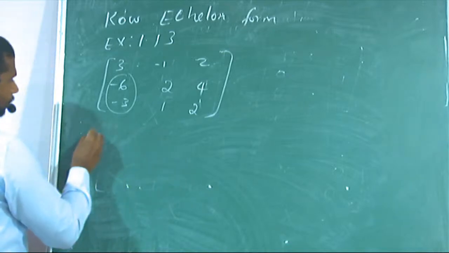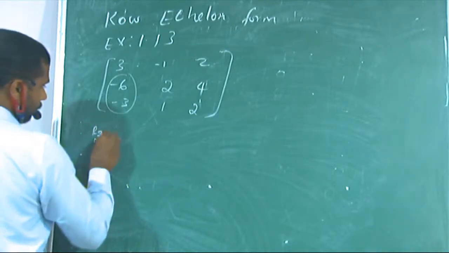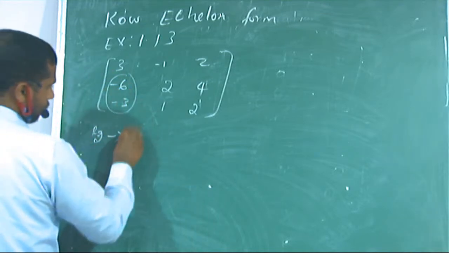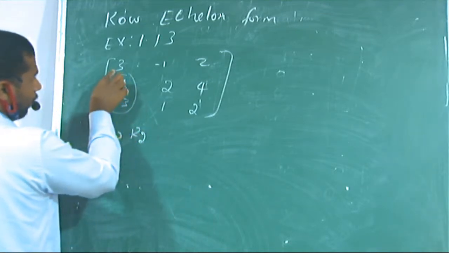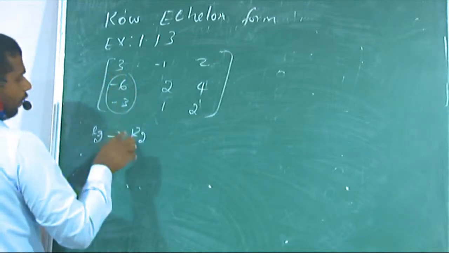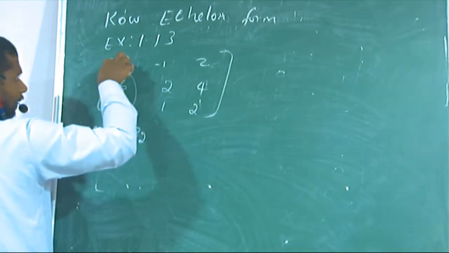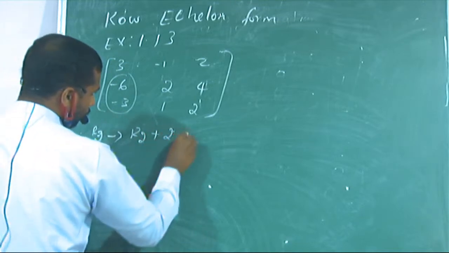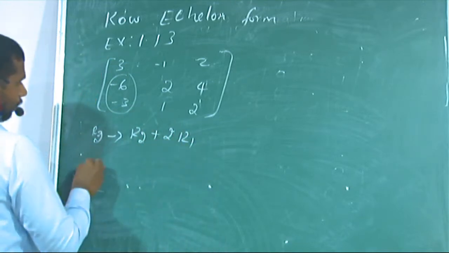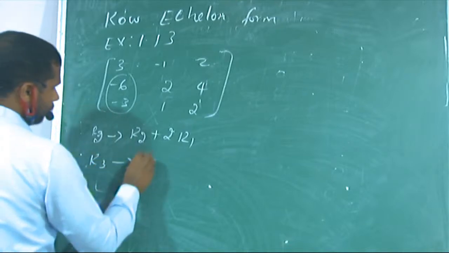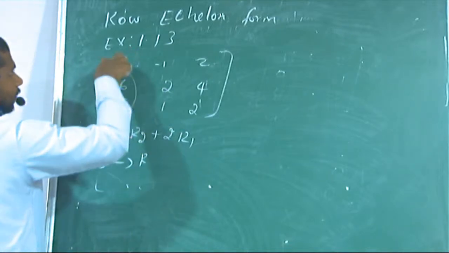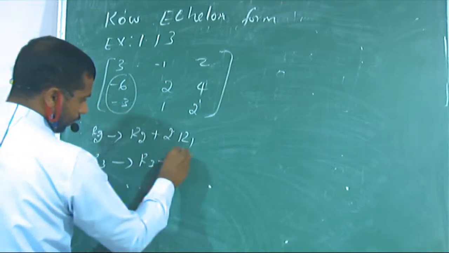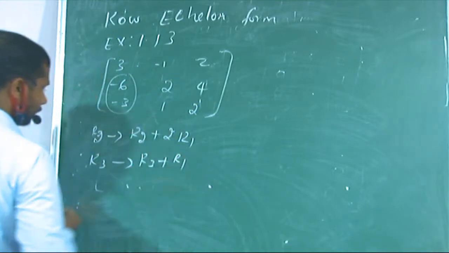What do we have to do? For R2, we have minus 6 already, so definitely we need to compare with the positive term in R1. Then minus 6 and plus 6 means the value will be 0. So R2 plus 2 into R1, first concept. Then for R3, minus 3 and plus 3 will be 0, so we can add it directly: R3 plus R1.